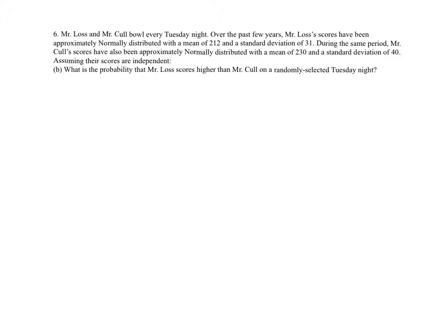And our last problem, what is the probability that Mr. Loss scores higher than Mr. Cull? So we've tackled this one a couple times, so hopefully you're just doing one last kind of dress rehearsal on this. But in order to tackle this problem, we need to change it a little bit. This is two different distributions. I need to combine them so I can get a single mean and standard deviation. So we're just going to subtract c from both sides of that inequality.